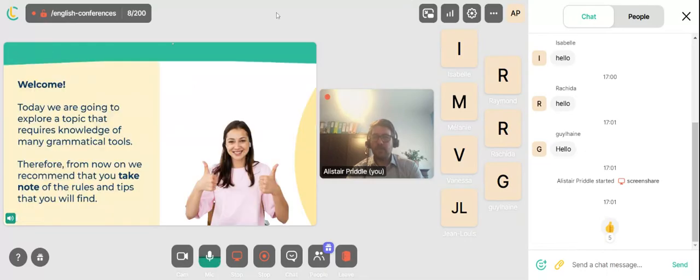Today we're going to explore a topic that requires knowledge of many grammatical tools, making it quite complicated. Therefore, from now on, we recommend that you take note of the rules and tips that you will find. Of course, you can also make screenshots of all the pages of the lesson, and at the end, after we stop recording, you can put your email address into the chat, and I can send you that PDF a bit later on.